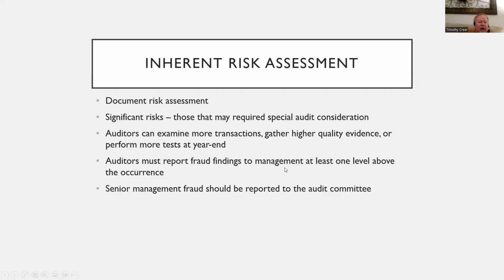Auditors must report fraud findings to management at least one level above that occurrence. So if you were to find fraud at a mid-level of the company, you'd go one level above and report it. And you could also report it to the audit committee. If you find fraud with senior level management, that should be reported directly to the audit committee. And remember that fraud at any level is considered material. So the auditor will always report fraud.